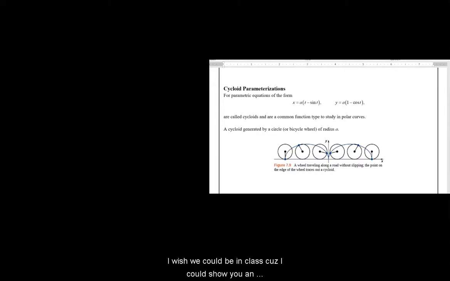I wish we could be in class because I could show you an example of a cycloid I've created out of a hoop and a piece of paper and a marker. If you were to take the spokes on the wheel and you were to place a marker, say, at a particular point on the wheel, as the wheel rotated, it would create this sort of bouncing graph that you see here in the blue. That's called a cycloid. This one is created by putting the marker on the edge of the rim of the wheel. You will get different shapes if you put it at different points along the spokes of the wheel.